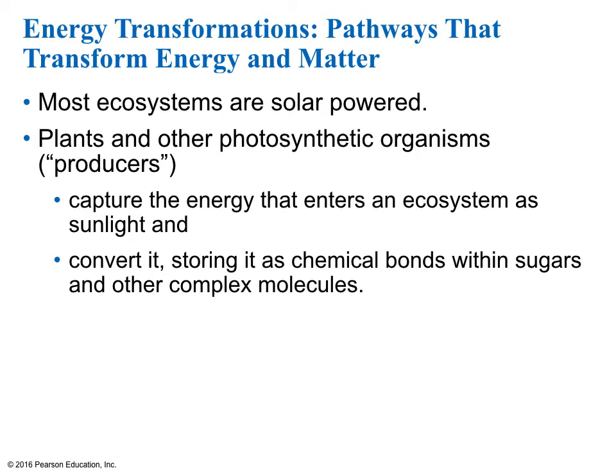So most systems are solar powered. So again, photosynthesis in the plants creates the energy. So plants take the photosynthetic light, turn that into energy, which they can store inside sugar. So plants and other photosynthetic organisms are producers. They capture the energy that enters an ecosystem as sunlight and convert it, storing it in chemical bonds within sugars and other complex molecules. So most often it's transferred into glucose, a type of sugar.